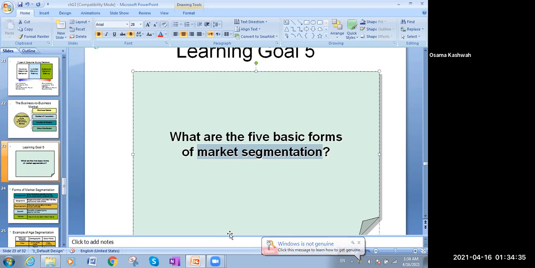segmentation means that I will divide the market into segments, and I will not serve all the segments. No, I will serve one segment of this market. And when I serve it, I will serve it with a special, customized 4Ps, product, price, place, promotion, a special or customized marketing mix.